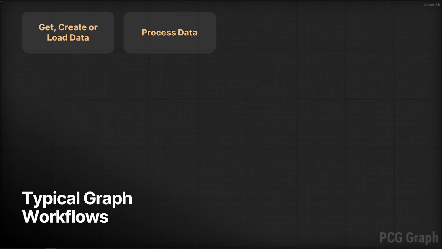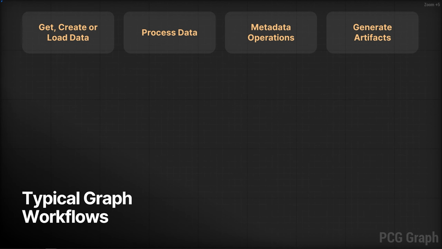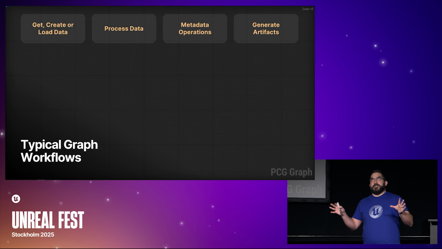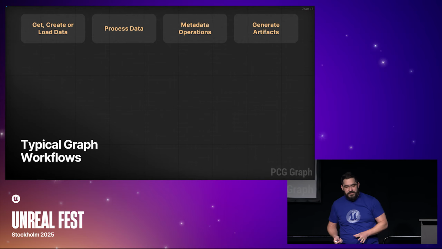And typically in the graph, what we're going to do is get, create, or load some kind of data. And then we are going to process that data into a data set. So we'll sample something, we'll filter it, something like that, and then we're going to perform metadata operations on our created data set, so transforms, bounds, things like that, and then we will generate artifacts, typically like spawning static meshes or things. And I'm being kind of intentionally vague about it, mostly because this is not just about the first graph. This framework here is kind of how I want you to be thinking about PCG.